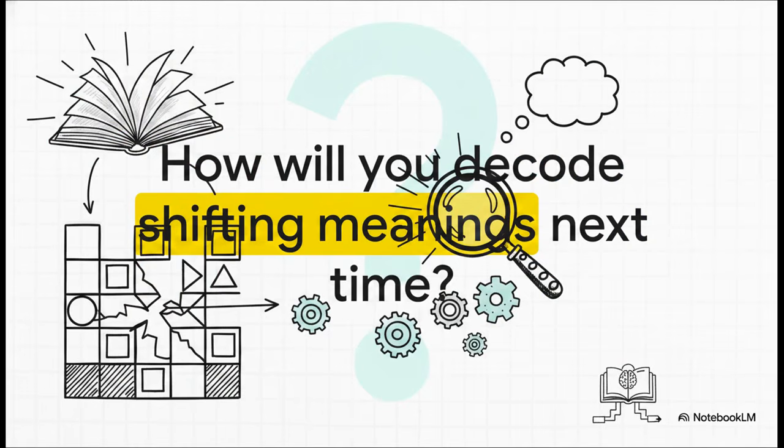Given these two incredibly powerful lenses, the framework that meticulously builds meaning and the fracture that relentlessly interrogates it, how will you decode the shifting meanings in your next reading assignment? Because the meaning isn't just sitting there passively on the page, it's actively waiting for you to uncover the rules, question the structures, and participate in creating it. Keep that in mind the next time you open a book for class.